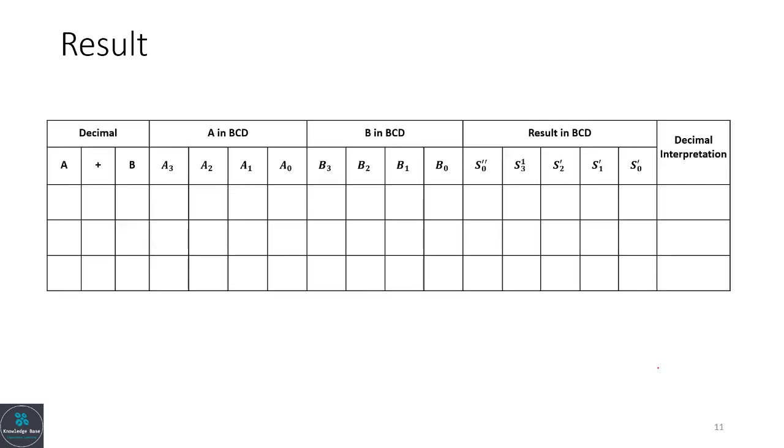So let us put that into that table. 7 plus 2. So 0, 1, 1, 1, 0, 0, 1, 0. Now finally we are getting 0, 1, 0, 0, 1. So its decimal interpretation is 9.